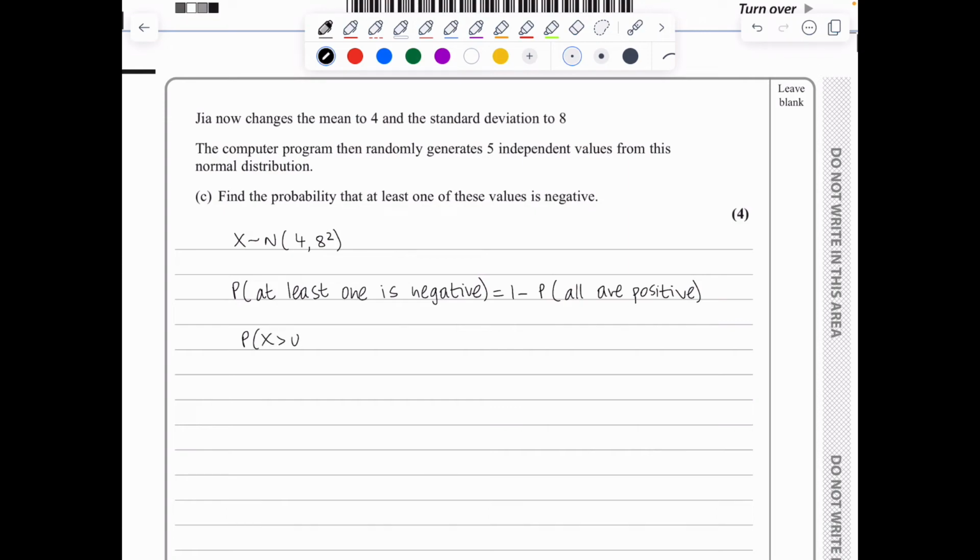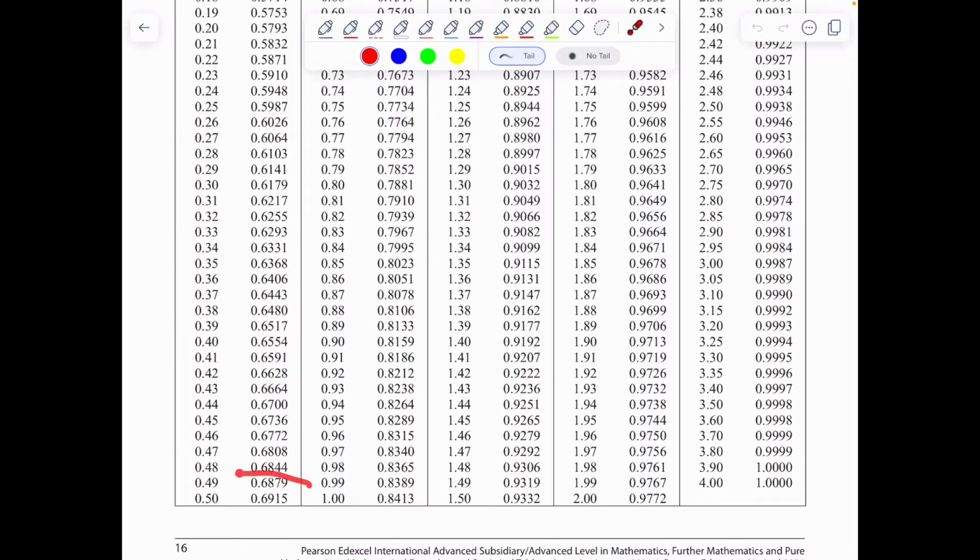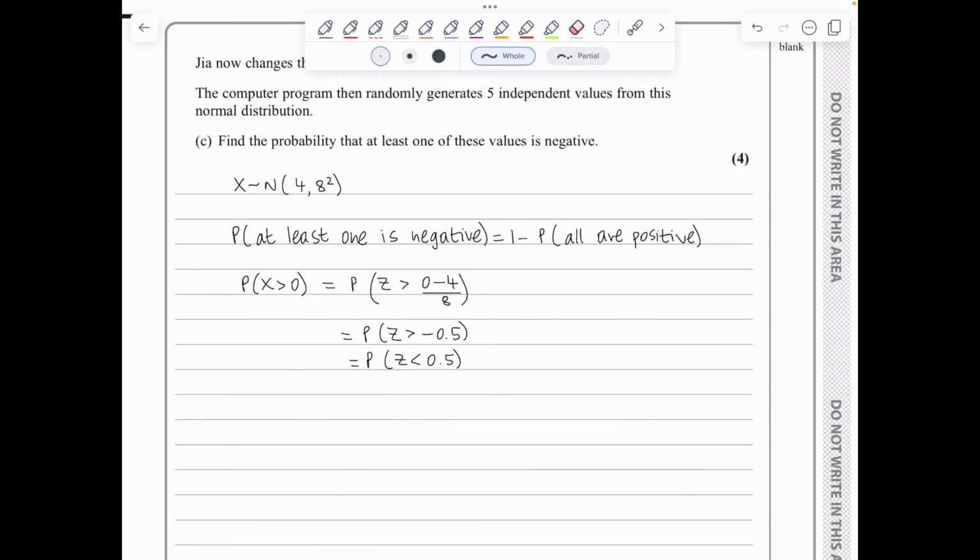So the probability of x being greater than 0 is the probability of z being greater than 0 minus 4 over 8, which is the probability of z being greater than minus 0.5. I will write this as the probability of z being less than 0.5. So going to my table of values for 0.5, the corresponding probability, as you can see, is 0.6915.